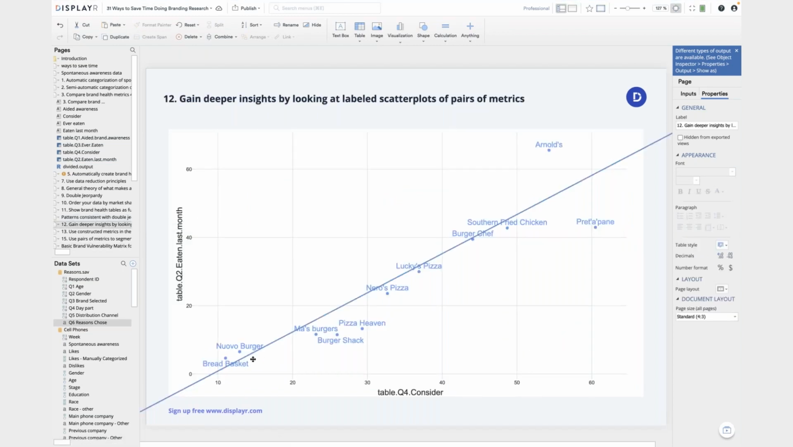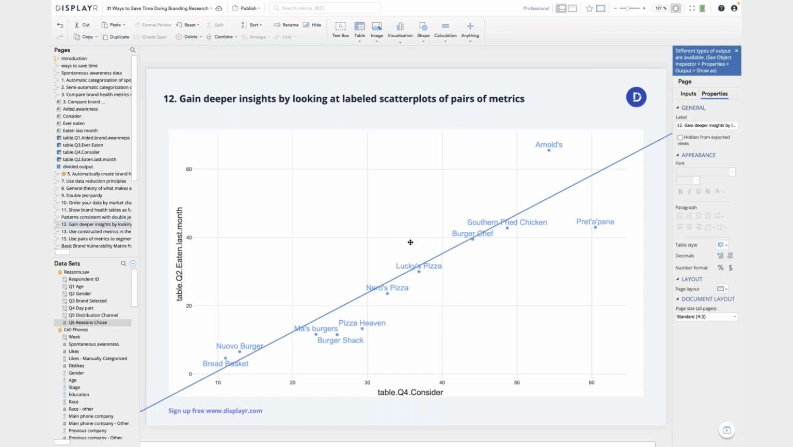We can see here that most of the brands are exactly on it, so they're consistent with the rule, but we can see things that are jumping out. So Pret, we already knew had poor conversion from considered to ever eaten, but what we didn't know was that Arnold's is actually exceptionally good. It's vastly outperforming the expected result or the prediction of double jeopardy. We can see that Pizza Heaven and Burger Shack, and to an extent Mars Burgers, are also relatively weak. So we're starting to get much more granular insight into the performance of the brands.